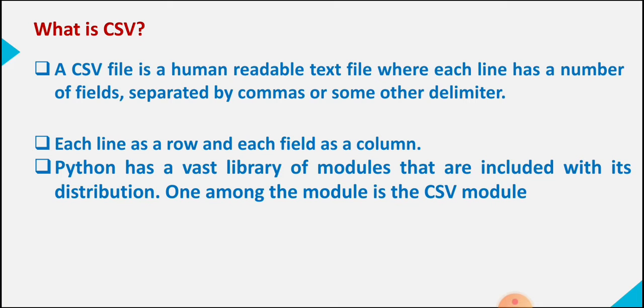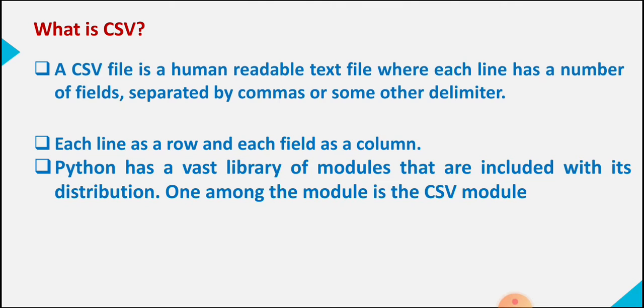Delimiters are nothing but the punctuator symbols used in the Python programming language. Delimiters are used as separators. Each line is a row and each field is a column. In the previous lesson we studied what a database is and how data are stored in databases. The data are stored in the form of tables. What is meant by a table? A table is a collection of rows and columns.